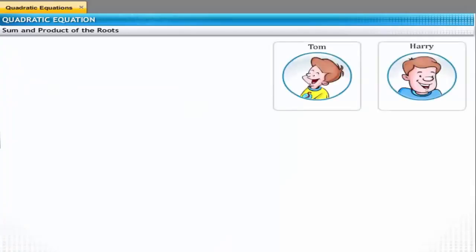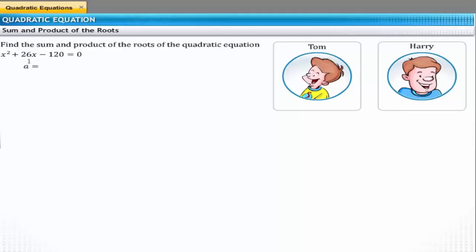Let's again refer to the problem about Tom and Harry's present ages and use it to find the sum and products of the roots. x squared plus 26x minus 120 equals 0. On comparing the given equation to the general form of quadratic equation, you get a is equal to 1, b is equal to 26, and c is equal to minus 120.